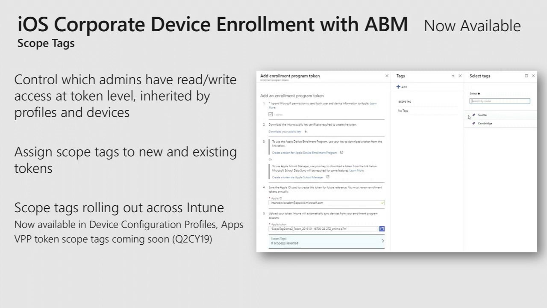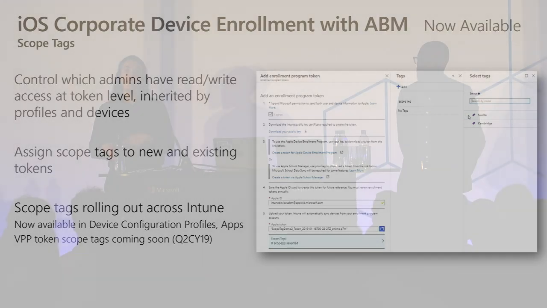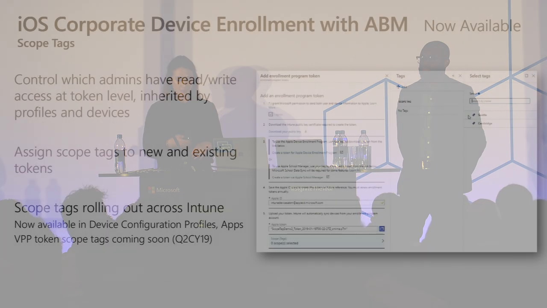Scope tags control which admins have read-write access at different levels. In the DEP scenario, we put this in on a token level, which is then inherited by profiles, and it's inherited by devices. So you can assign these scope tags to new tokens and existing tokens, and this is something we're doing across Intune. So right now, you can apply these scope tags in DEP tokens, and you can also apply them to device configuration profiles and apps. And soon, this will be coming for VPP tokens. So for your corporate scenarios, you'll really be able to encapsulate in the console who has access to managing these devices.